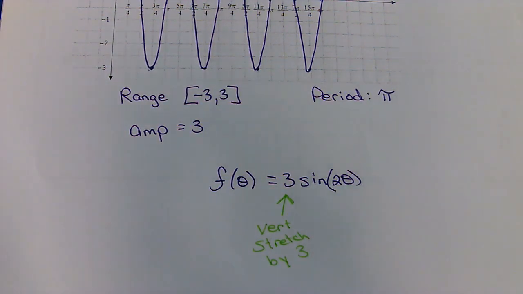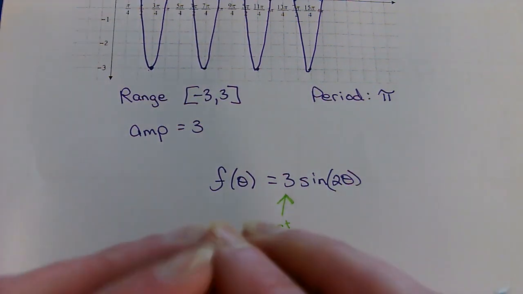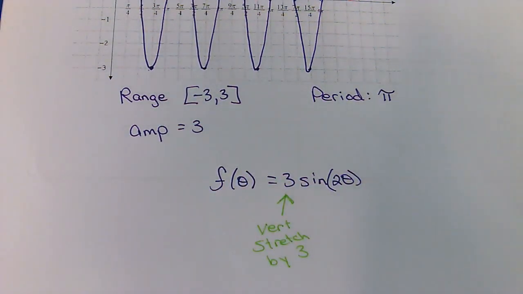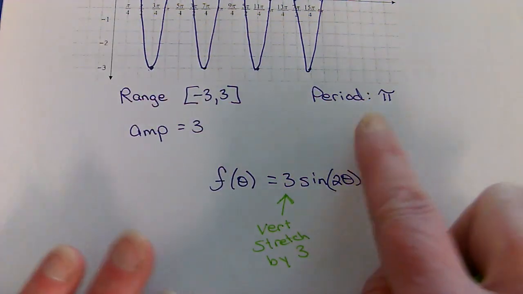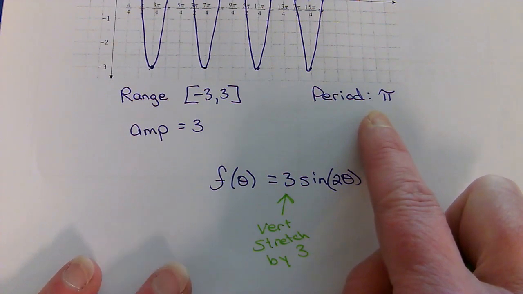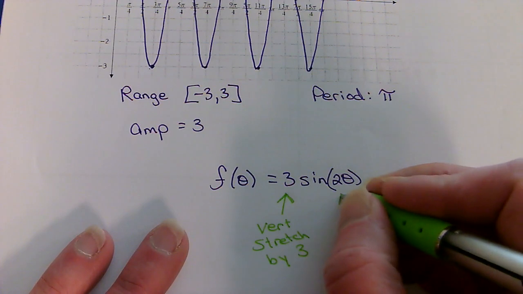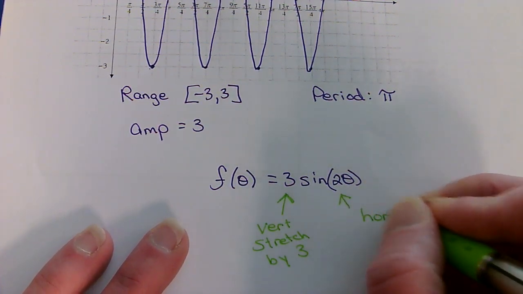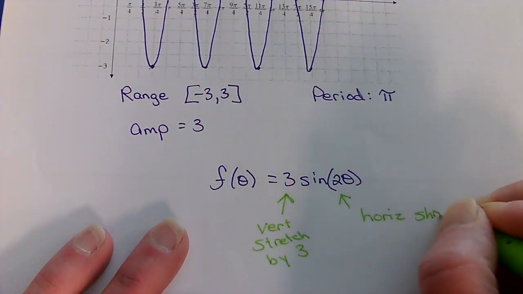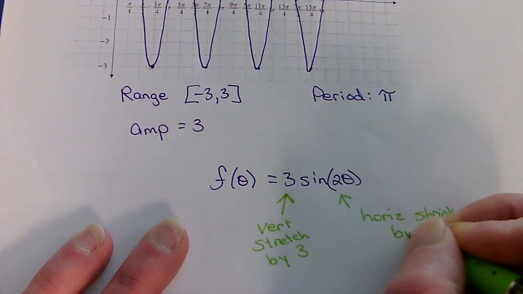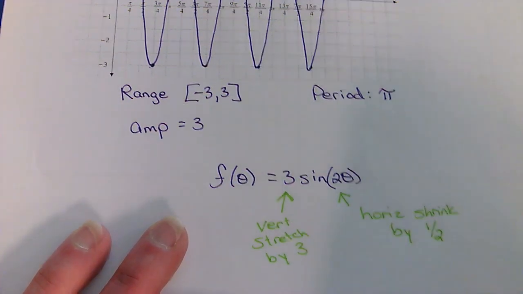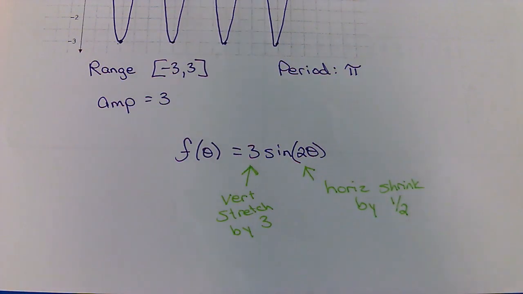I'm not having any adding or subtracting here. There's multiplication. But instead of horizontally stretching that sine wave, it squished it. Instead of being a period of 2 pi, it cut that period in half. So this is a horizontal shrink by 1/2. It took my normal period of 2 pi and cut it in half.